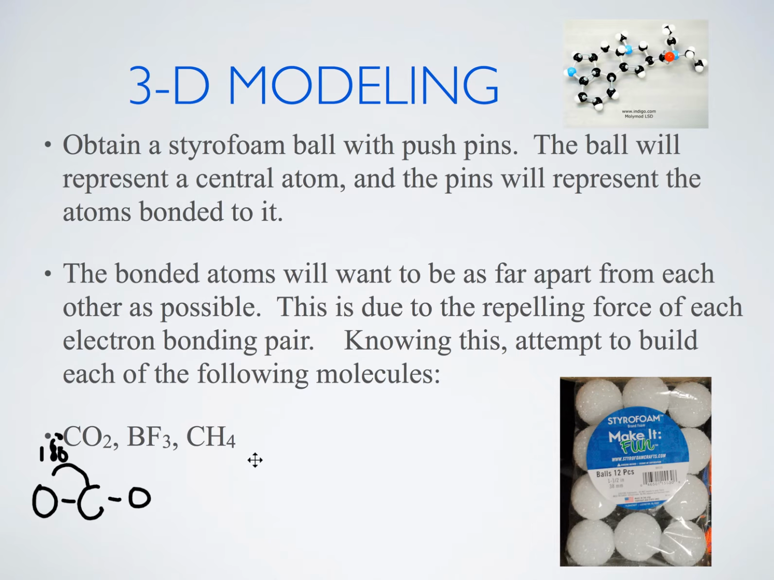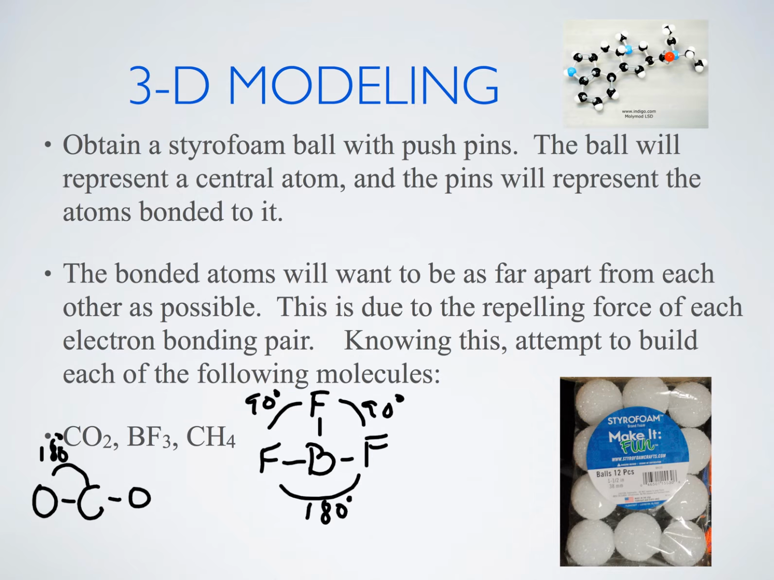But when you start putting together the other models, it starts to get a little more complicated. With boron trifluoride, a lot of students will make their model look like this, where you have two of them in line and then one on the top. When in actuality, if you measure out the bond angles here, you have 90 degrees, 90 degrees, and then 180. So this is not spread out as much as possible.